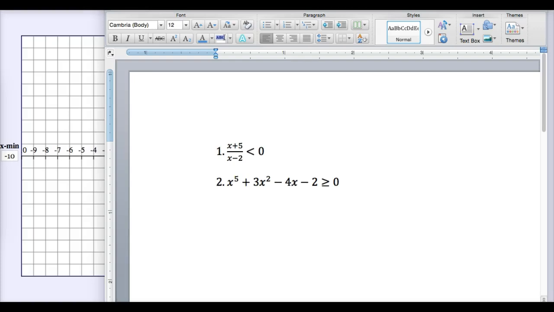Okay, in this video I'm going to go over how to solve some different types of inequalities. For example, when you have a rational function or fractional function on one side of your inequality, or when your largest power is greater than 2 with one of your equations. So we're going to start off with this one. For both of these, just in case you're taking notes, you just want to graph these like normal.